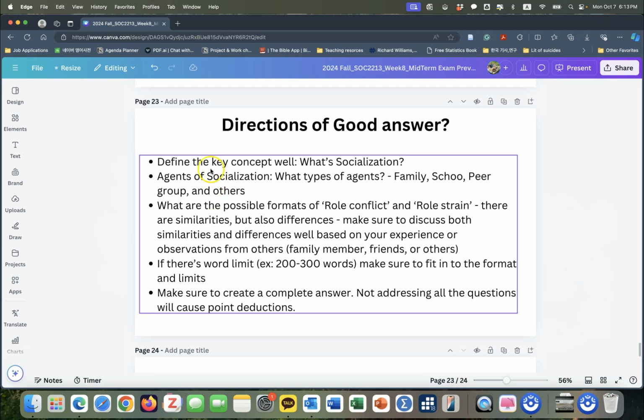Again, defining the key concepts well will serve as a big part of your answer. Agents of socialization, for example: what types of agents, such as family, school, peer group, and others, and a clear conceptualization of role conflict, role strain, and others. Follow the instructions of the exam if there is anything, and make sure to create a complete answer. Do not write your answer in bullet points, but in full sentences. This will also be provided in the instructions, so follow the instructions very well. That will be a very important one.